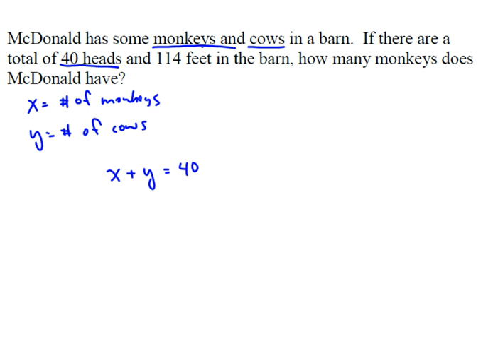The second piece of information talks about feet. How many feet do monkeys and cows have? Clearly monkeys have 2 feet. They stand upright, and they have arms, whereas cows have 4 feet because they have 4 legs and no arms.